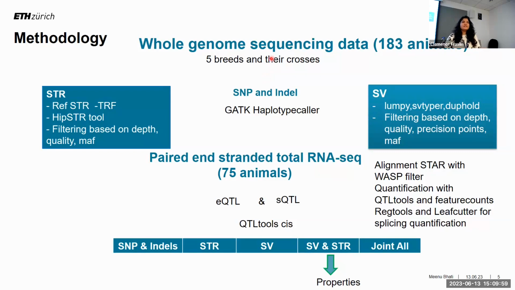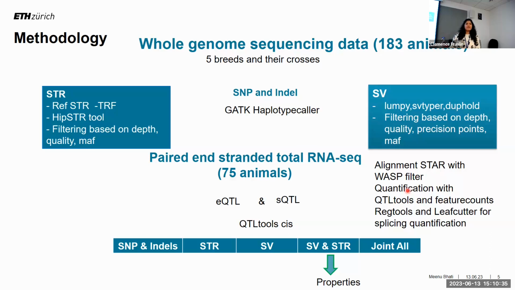And out of those 183 animals, for 75 animals we had the RNA-seq data, which are paired and total stranded total RNA-seq. So from a subset of these animals, we performed an eQTL and sQTL study on 75 animals. For all these studies with RNA-seq, we aligned the RNA-seq data with STAR and further filtered them with WASP. And we quantified with QTLtools and featureCounts. And finally, the splicing quantification was done with RegTools and LeafCutter.